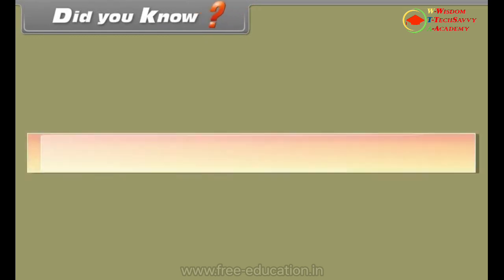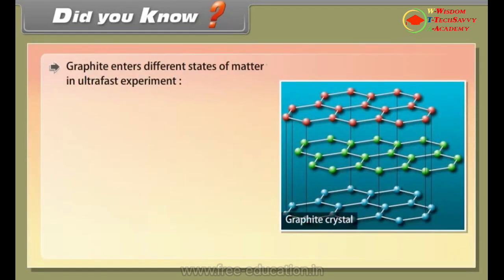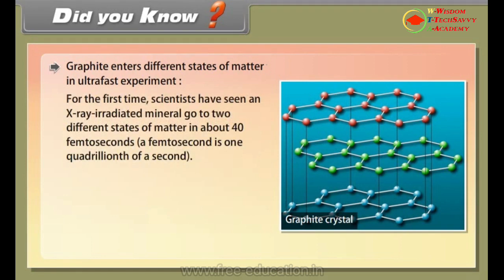Did you know? Graphite enters different states of matter in an ultra-fast experiment. For the first time, scientists have seen an X-ray irradiated mineral go to two different states of matter in about 40 femtoseconds. A femtosecond is 1/4,000,000th of a second.